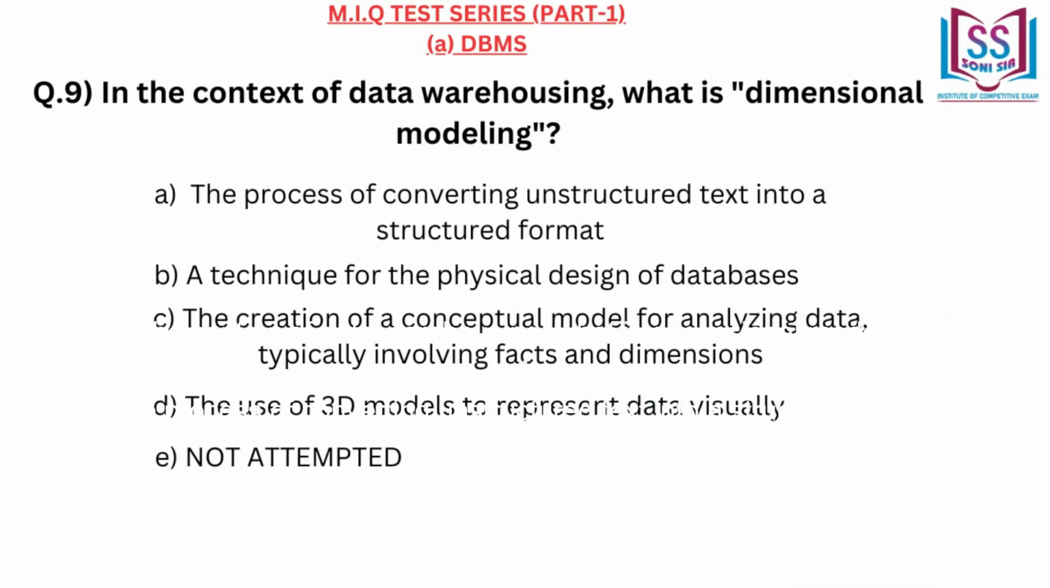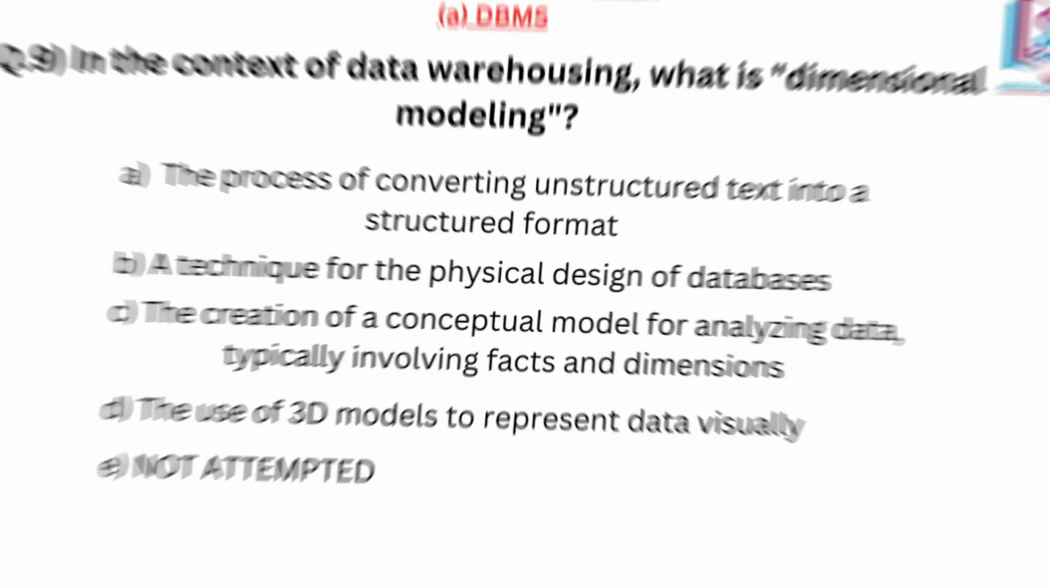In the context of data warehousing, what is dimensional modeling? A. The process of converting unstructured text into a structured format. B. A technique for the physical design of databases. C. The creation of a conceptual model for analyzing data, typically involving facts and dimensions. D. The use of 3D models to represent data visually.